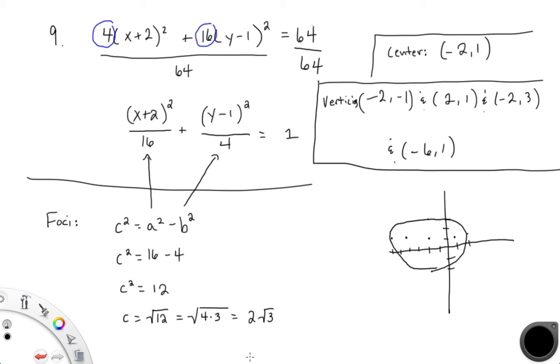So we find out that the distance from the center to the foci is 2 square roots of 3. So the way that I would write that is we're going to take this center coordinate here, which is -2, 1, and since the foci are in the x direction, I'm going to say one of the foci is -2 plus 2 root 3, 1, and the other focus is going to be -2 minus 2 square root 3, 1. And there's our foci.